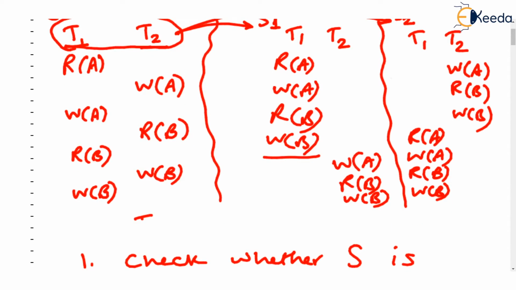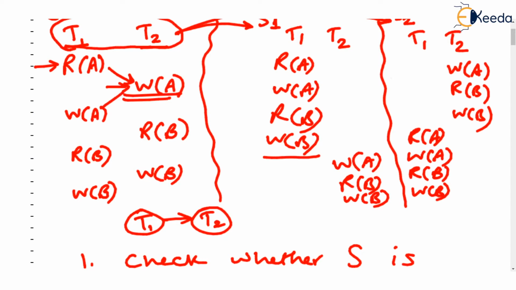We have two transactions T1 and T2. Let's start with the first operation, read A. It will conflict with write A. It is T1 to T2. Fine. Then let's go to this write A operation. It is going to conflict with write A here in T1. So it is T2 to T1. Correct? That's it. There is a cycle in the precedence graph. So what you understand is that the given schedule here is not conflict serializable. Please try to understand, it is not conflict serializable.